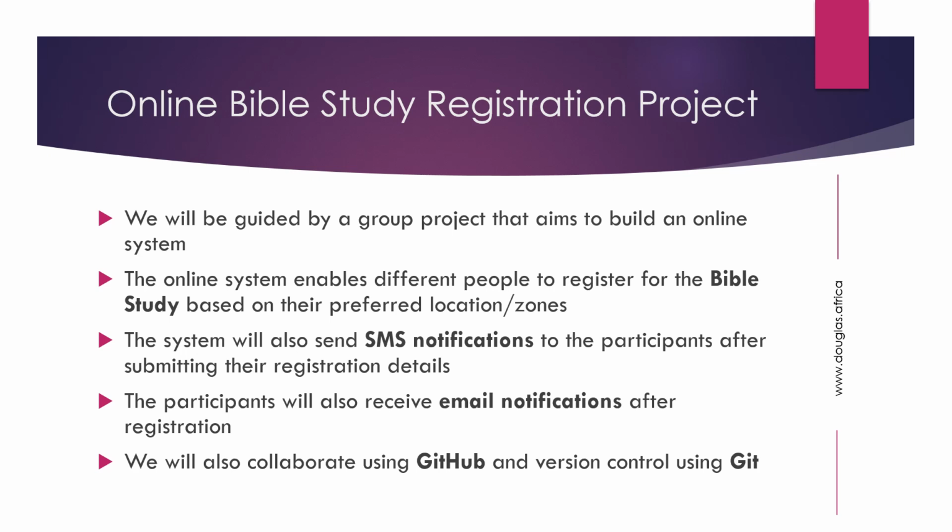After you perform your registration, you're able to get an SMS notification after submitting all your details. You'll also receive an email notification depending on your preference. Lastly, we'll be able to collaborate using GitHub. GitHub is a collaboration platform. If perhaps you haven't heard of it before, we'll look into that and how you can manage your code. It's controlled by a version control system known as Git, which enables us to keep track of our code history.